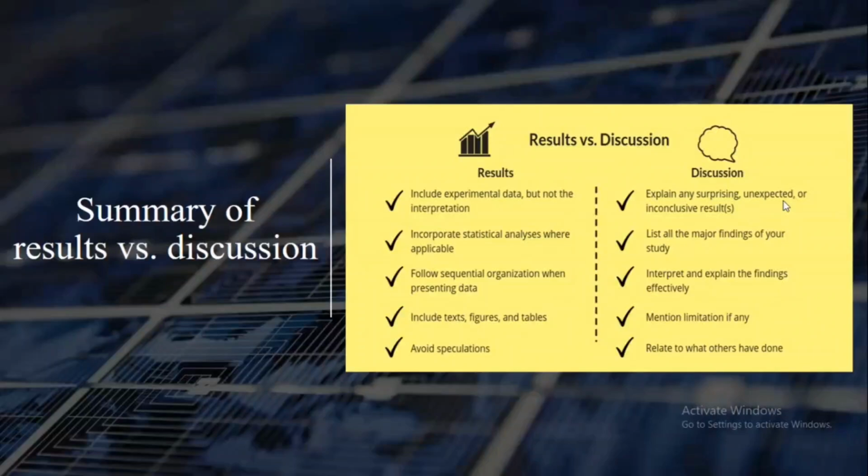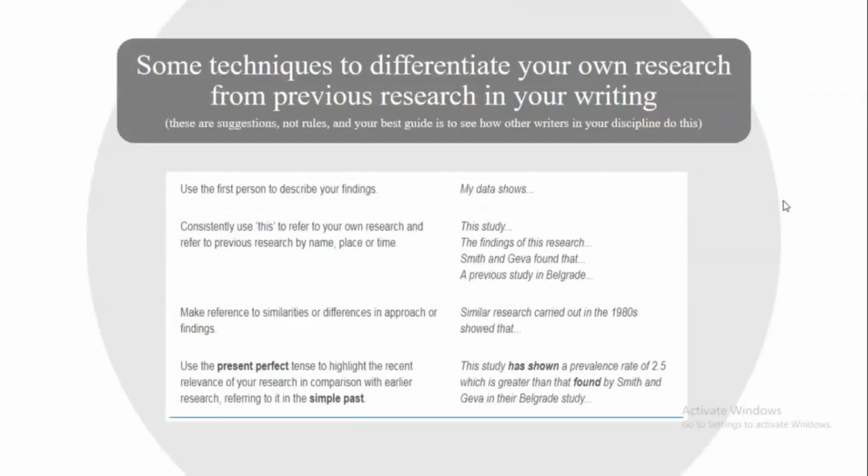List the major findings of your study. Always list them at the end of the section or the chapter. Interpret and explain the findings effectively. I'm talking here about the discussion part. And again, there are three slides about discussion. I don't want to go in depth now. Mention any limitation when it comes to the findings. Restate what others have done. Relate your findings to other findings of other studies.